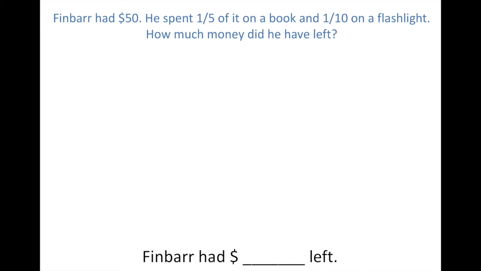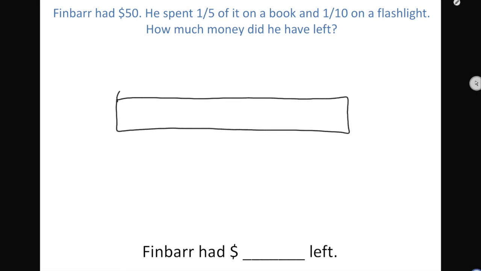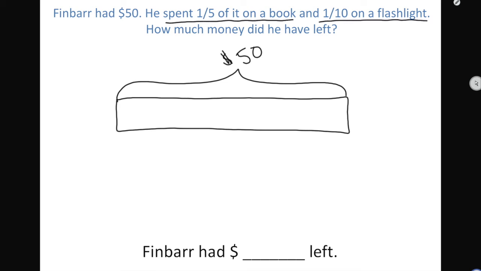A quick tip in case you are stuck on how to show this all in one bar, use your notebook because the third problem that we did together in class today looks very, very similar. The very first line of information in this word problem tells me that Finbar had $50, which is how much Finbar has in all. Based on the second line of information, I know that he spent 1/5 of it on a book and 1/10 on a flashlight.